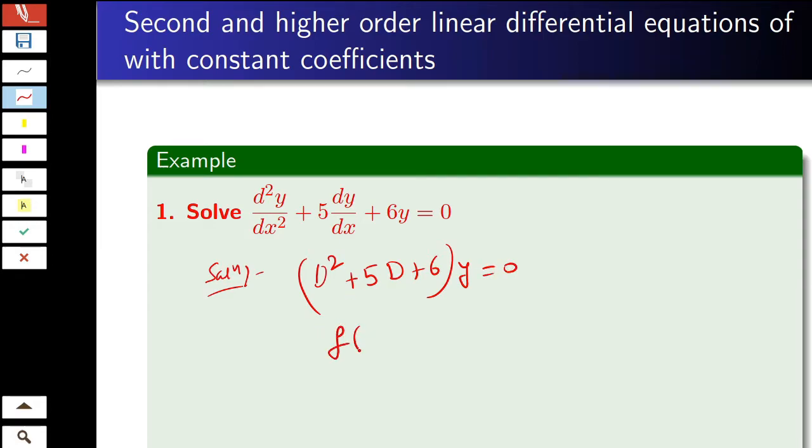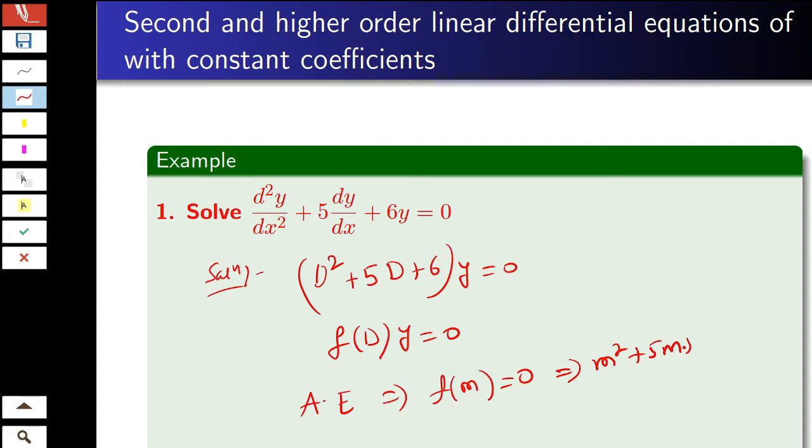This is of the form f of D into y equal to 0. Therefore the auxiliary equation implies f of m is equal to 0. In place of D we write m, which implies m square plus 5m plus 6 equal to 0. Here we need the roots. Either you can use a calculator or synthetic division, any method you know. Here I can write (m plus 2) into (m plus 3) as factors, so the roots are minus 2 and minus 3.